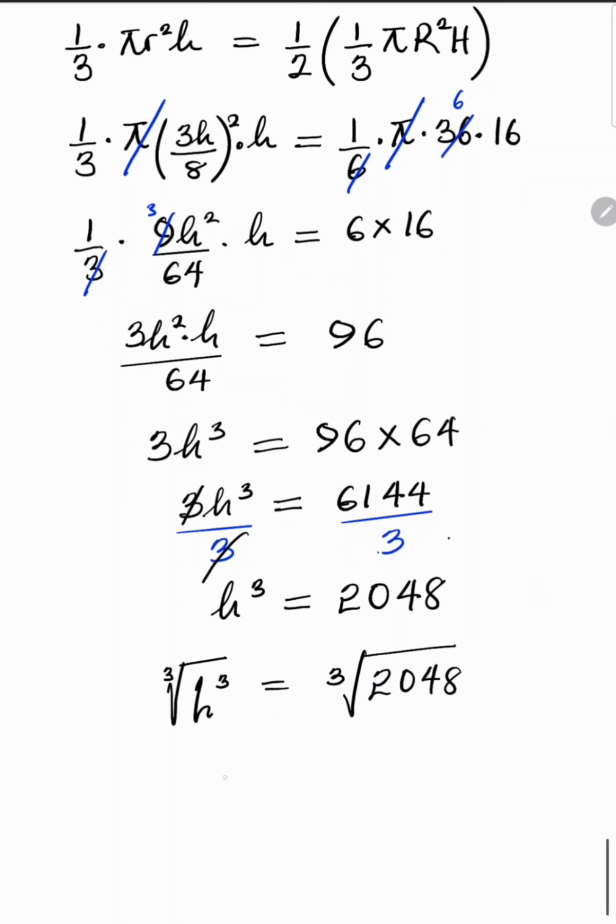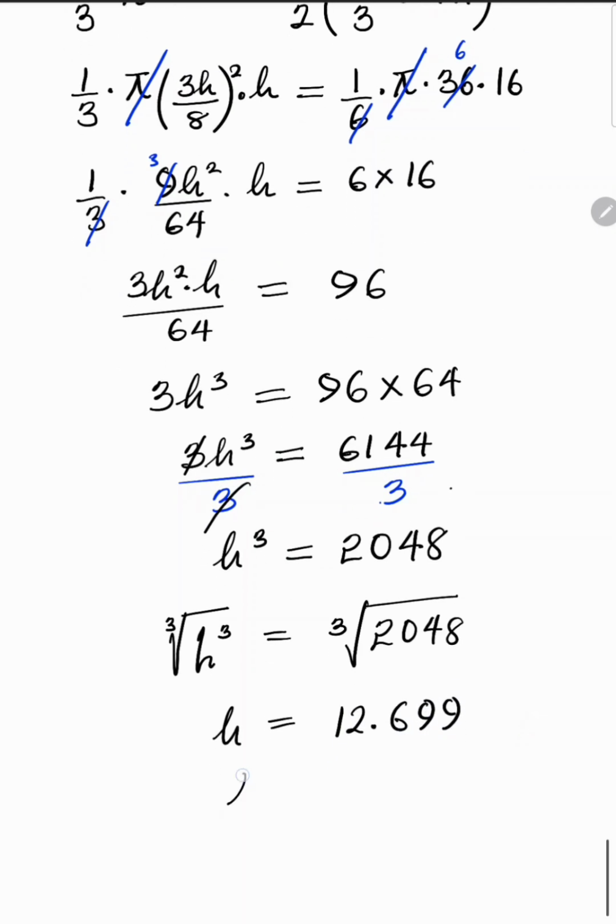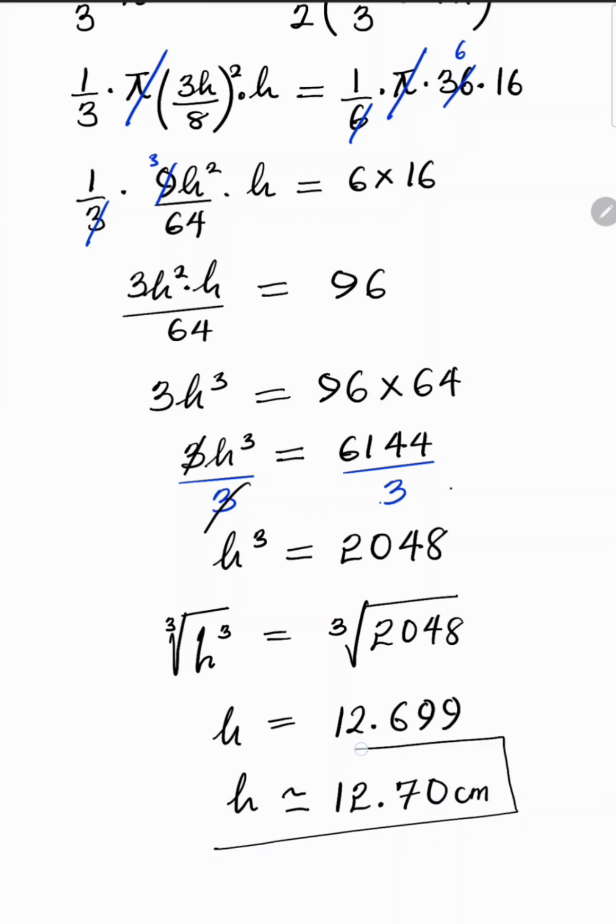2048. The cube root of 2048 is 12.699 and so on and so forth. So apparently in 2 decimal places, our final value for h is going to be 16.70 centimeter, which is the height of the red shaded part in the question.